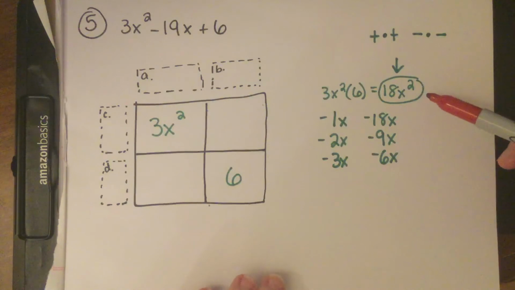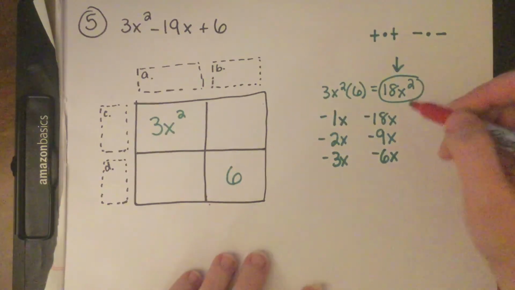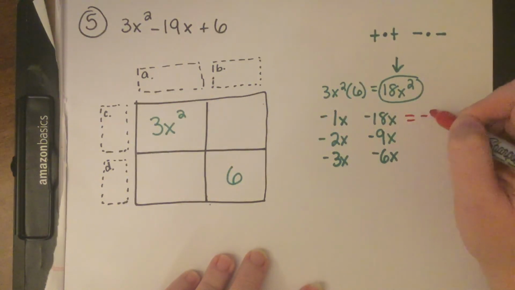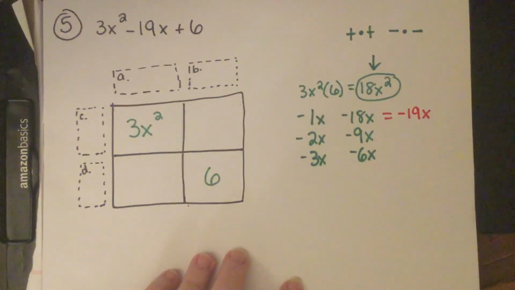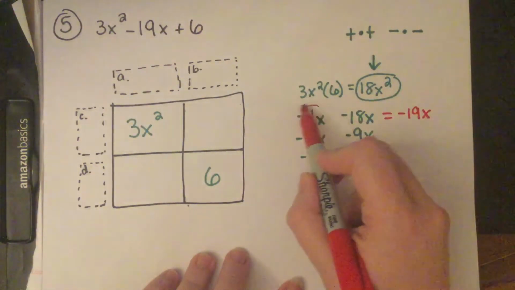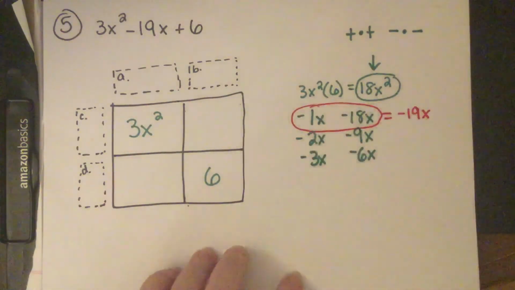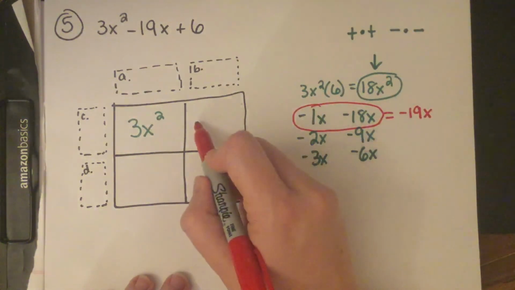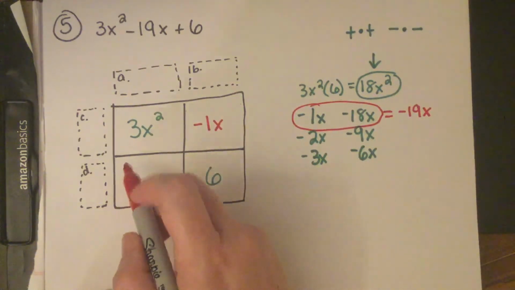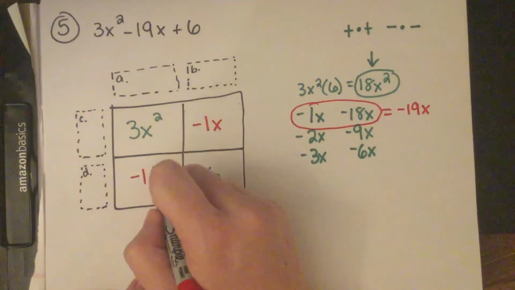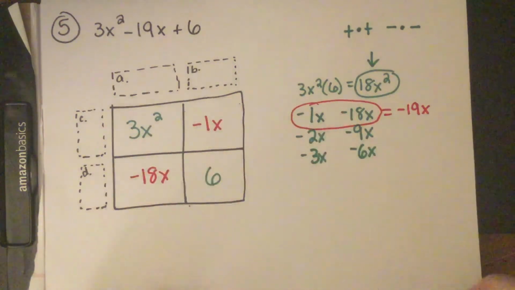All right, so I'm looking for negative 19x. That one works. Negative 1x plus negative 18x is going to give me negative 19x. All right, so those are the two factors I'm going to use. Throw them in the box anywhere you want. Doesn't matter. For this, I like to write the negative 1 in front of there. Normally I don't, but when I'm factoring, it helps keep me organized, so I do like it.